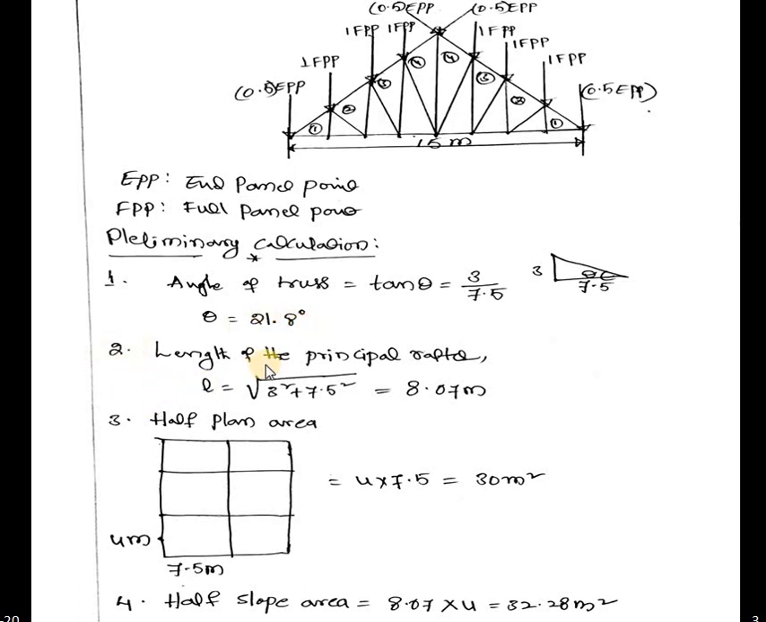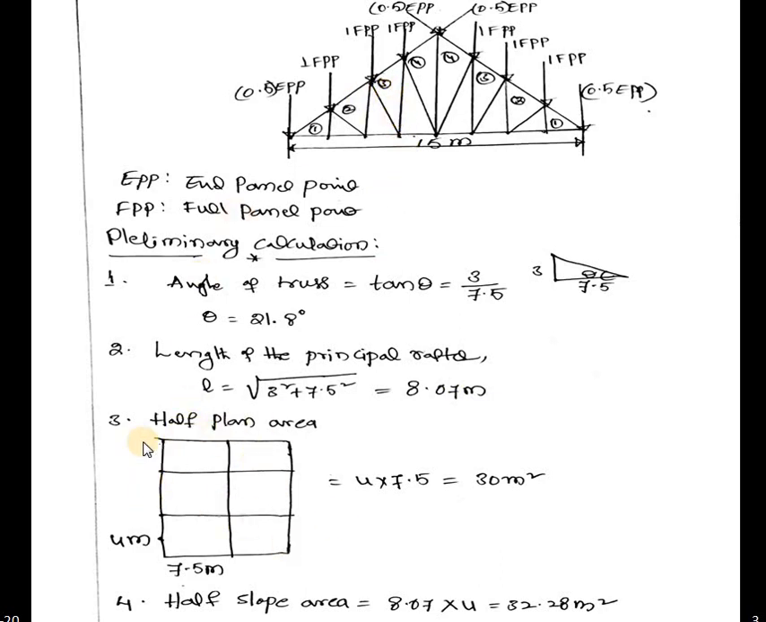Now coming to the second point, the length of the principal rafter. The length of the principal rafter is very, very important. Why? Because we know the span of the truss, but we don't know this length. For that reason, we know the rise, and from here to here this is 7.5. Then the principal rafter length, from the Pythagoras theorem, I am taking it as L, is equal to the square root of 3 squared plus 7.5 squared. Finally, the length of the principal rafter equals 8.07 meters.